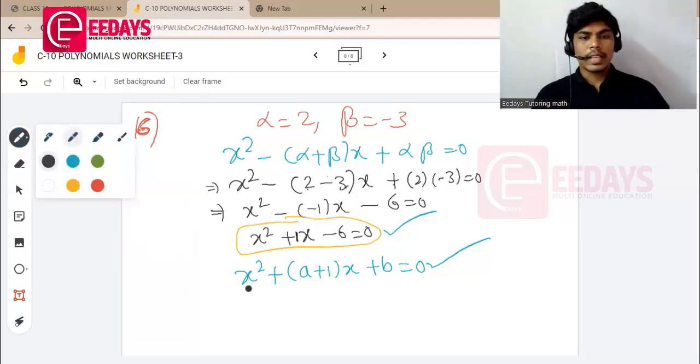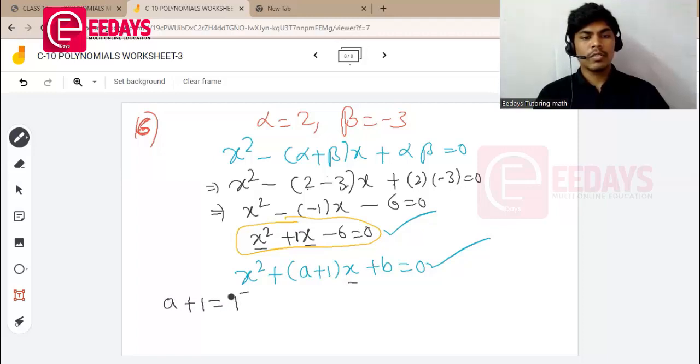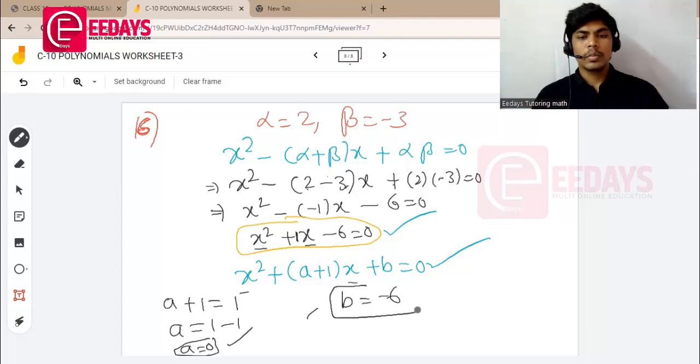Observe here, x square is the same, and x is the same. In the place of a plus 1, 1 is there. So a plus 1 we have to equate to 1. In the place of b, minus 6 is there. Transfer 1 to the other side, it becomes 1 minus 1, so a is equal to 0. A is equal to 0, b is equal to -6. So this is the process.